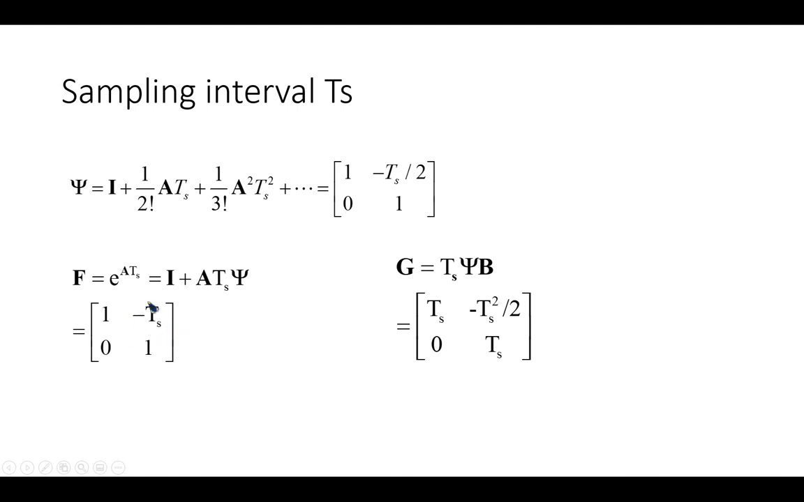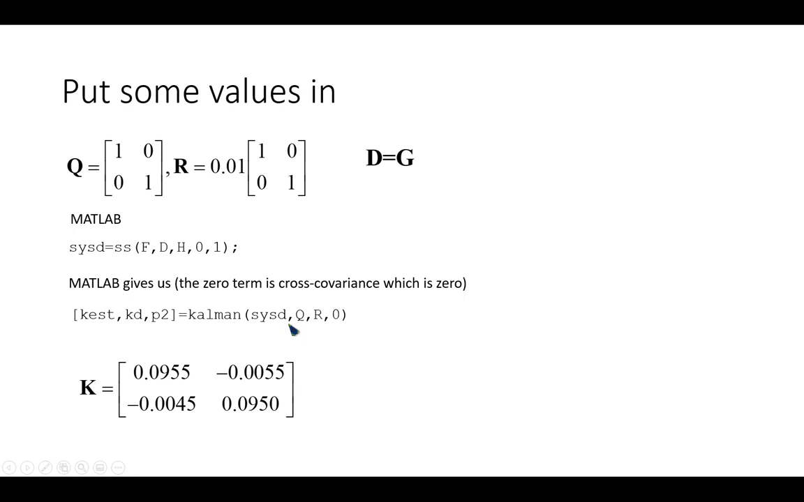Now, if you work out its eigenvalues, its eigenvalues must be less than 1 for a stable system. Or if it's got integrators in it, they'll have eigenvalues on the unit circle, because that's what integrators have, right at z equals 1. You can find G as well, TS psi B, and you get that. If we stick some values in, let's say Q is equal to identity matrix, R is equal to 0.01 times identity matrix. And what I've called here D in the software is equal to G.